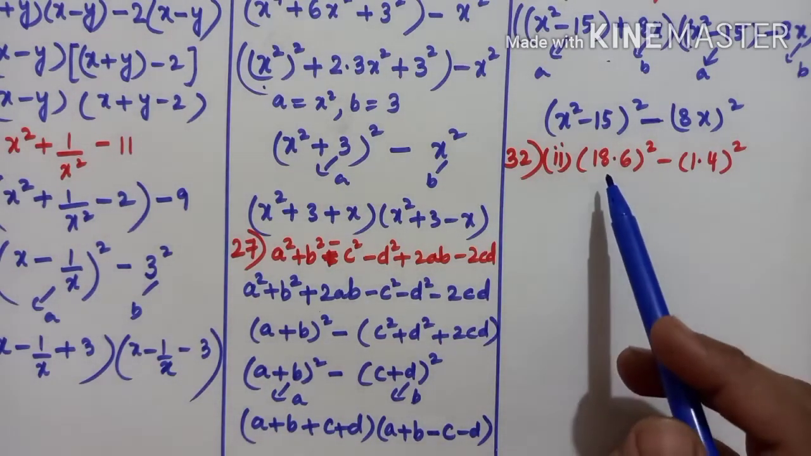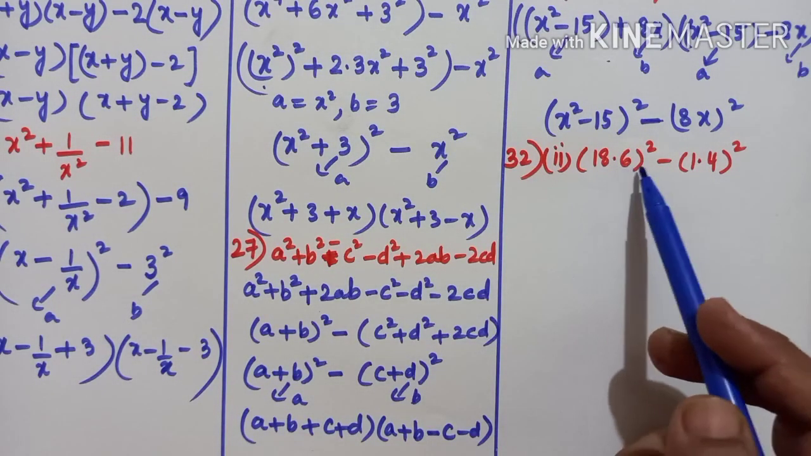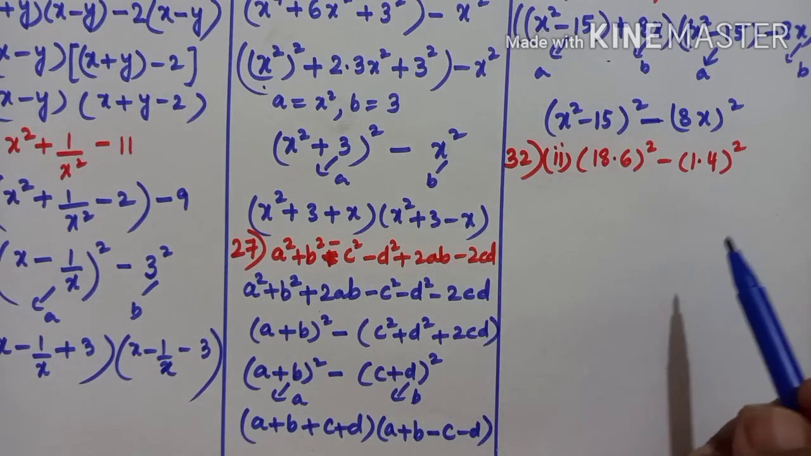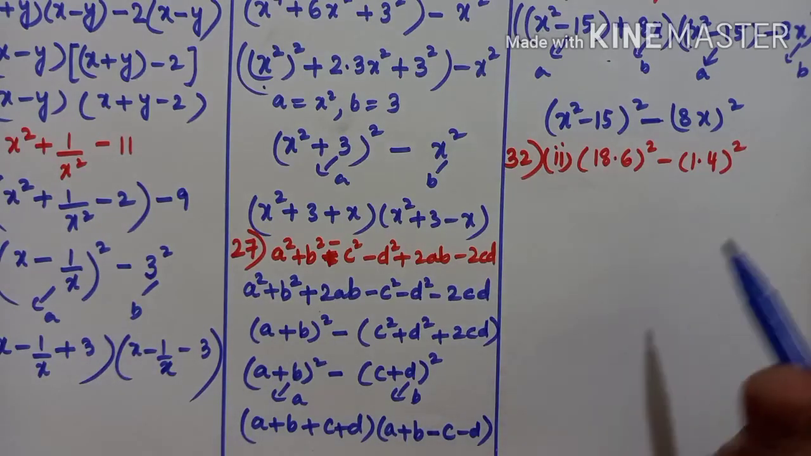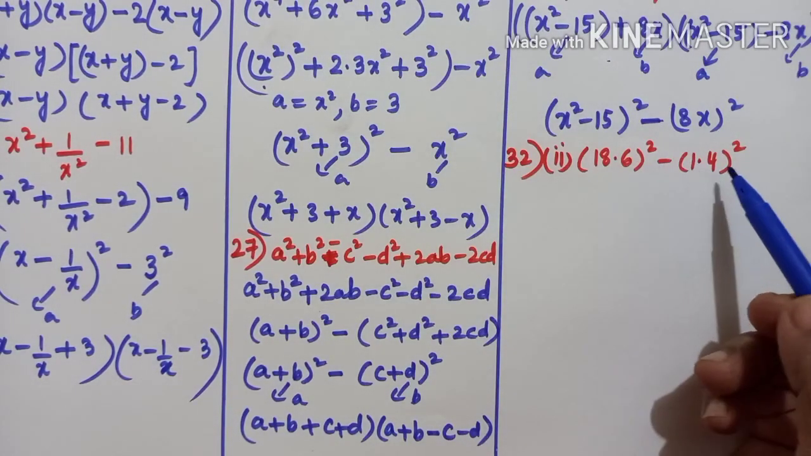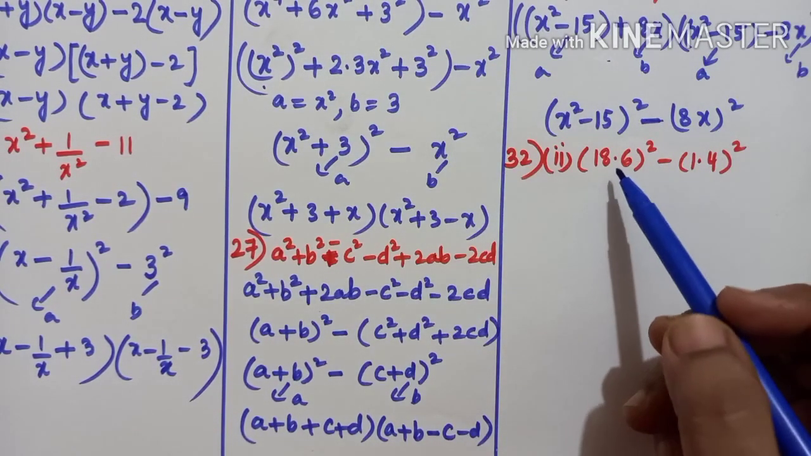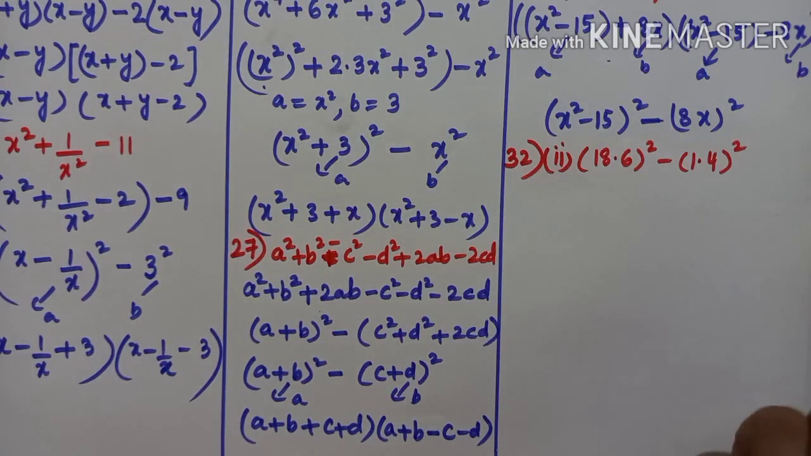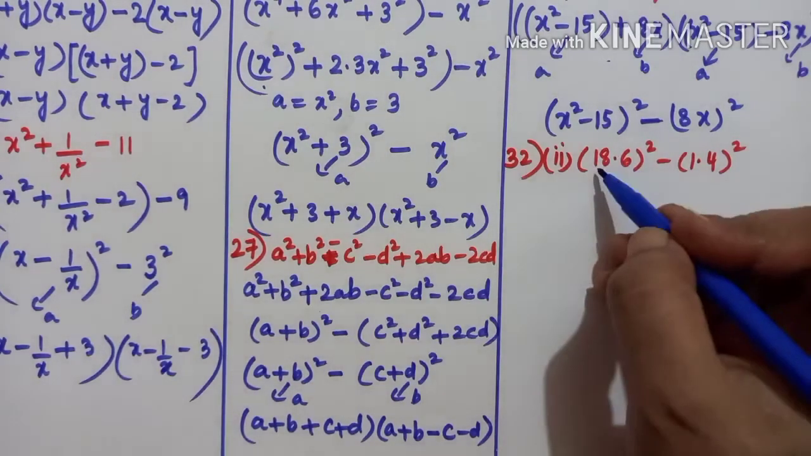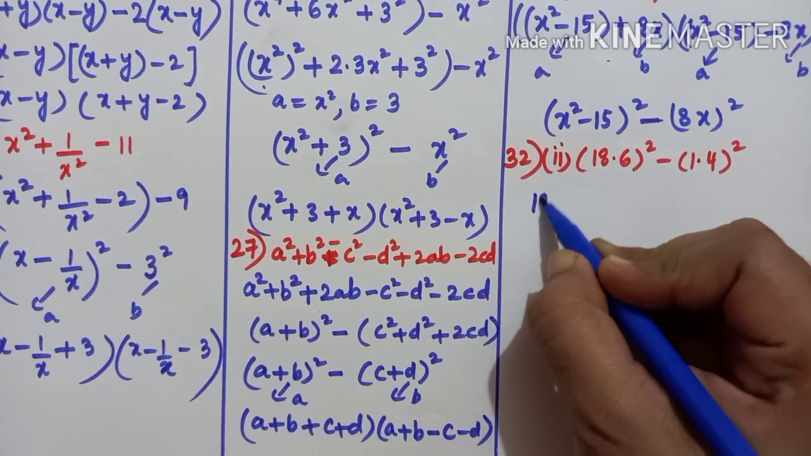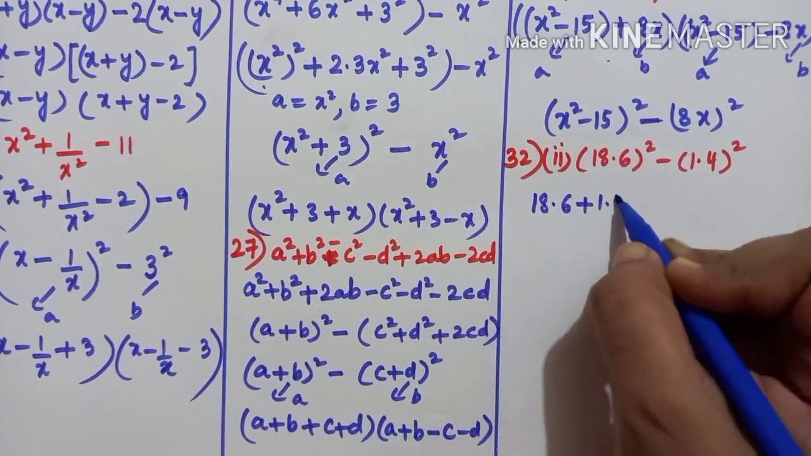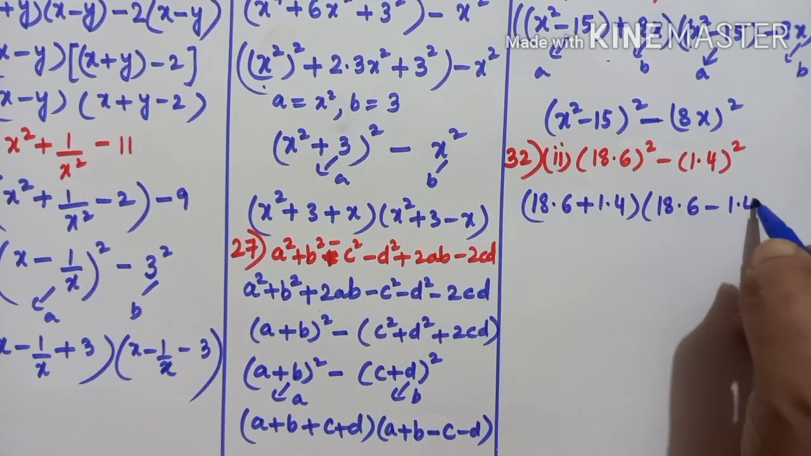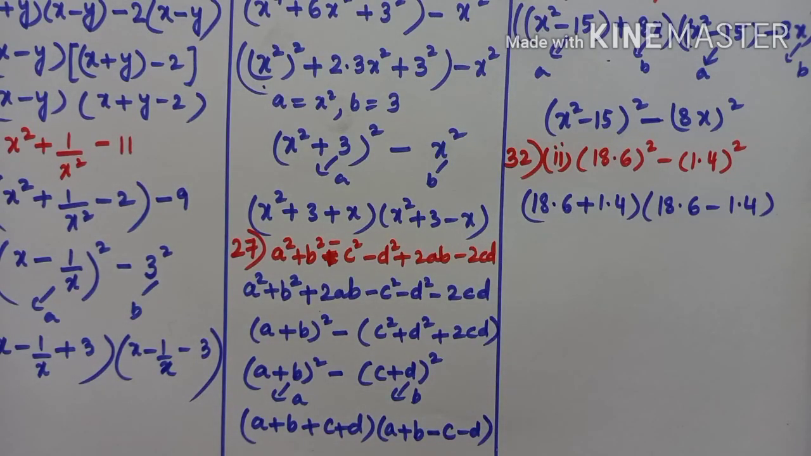The next is 18.6 whole square minus 1.4 whole square. So you need to evaluate this. It is in the form of a square minus b square, so a square minus b square will be a plus b into a minus b.